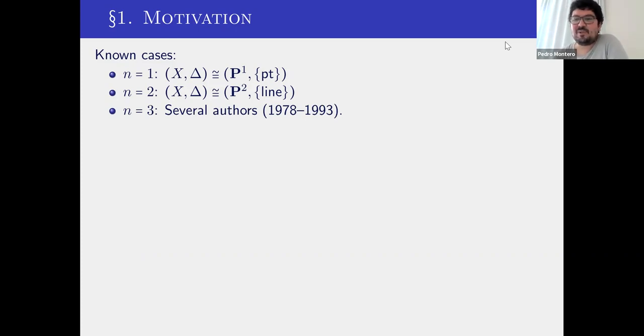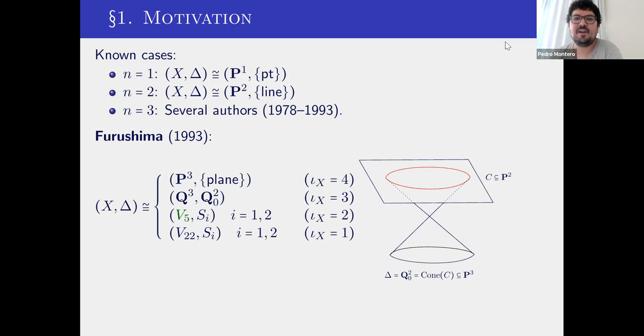Well, in dimension three, the story gets complicated. There are many people working on this problem, but I should mention that big contributions were made by Furushima, and he classified all the possible pairs. So you have essentially four varieties and different boundary divisors. For P3, as I told you before, the only possible boundary divisor is linear, by the computation I sketched. So it has to be a plane.